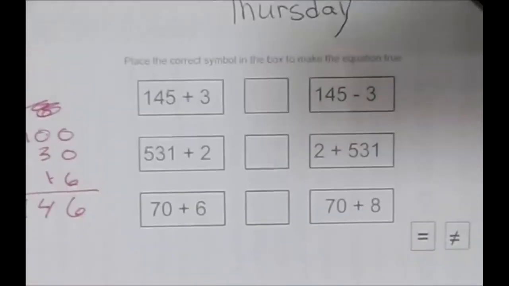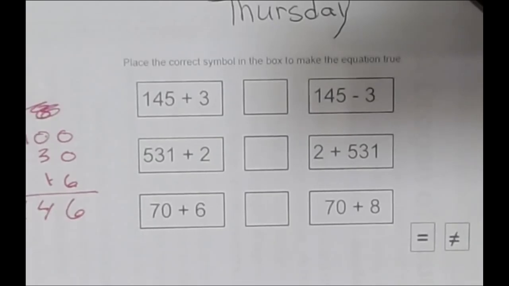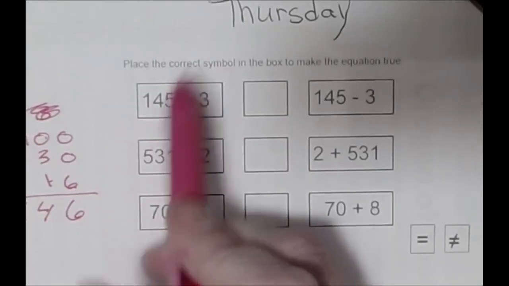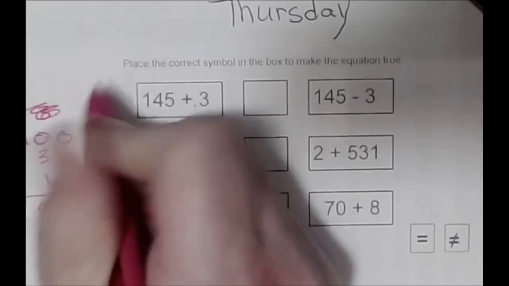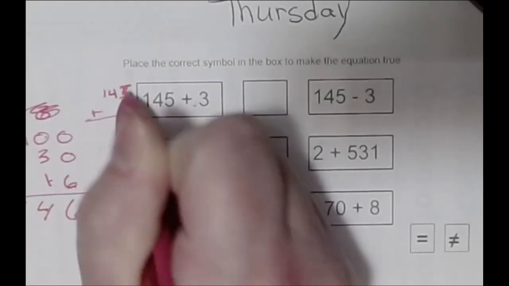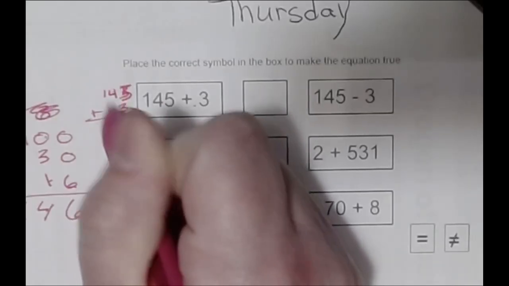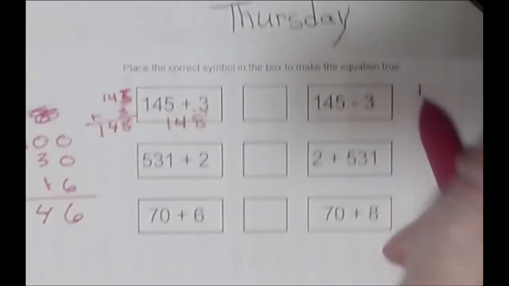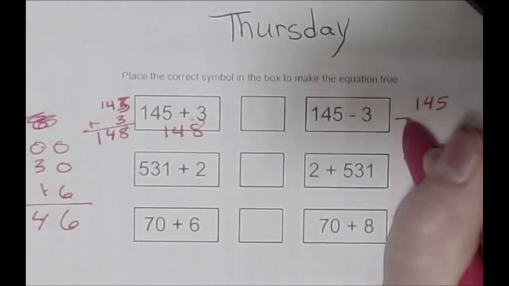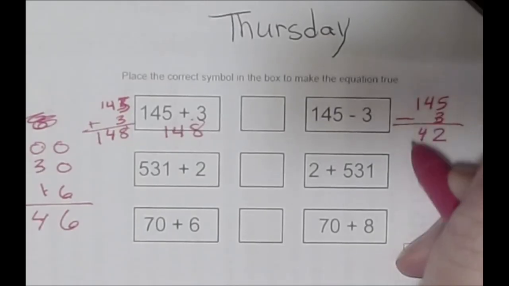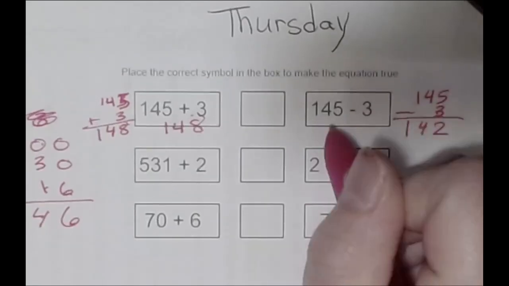All right, over here, it says place the correct symbol in the box to make the equation true. So this is just more of equality. Students just need to solve each side. So 145 plus 3, we do want students showing work. So, 145 plus 3, 5 plus 3 is 8, 4 plus nothing is 4, 1 plus nothing is 1. So this side is 148. Over here we have 145 minus 3. 5 minus 3 is 2, 4 minus nothing is 4, 1 minus nothing is still 1. So we have 142.